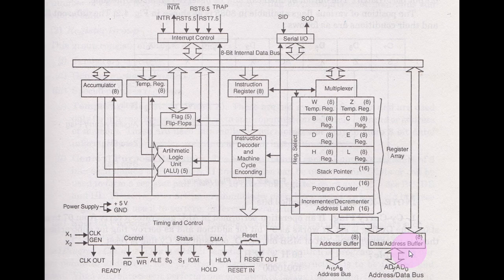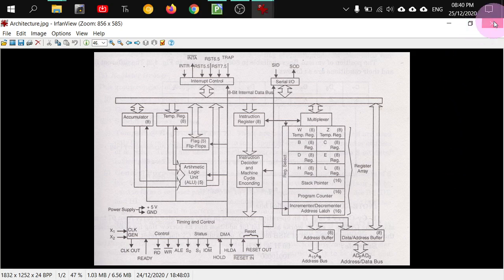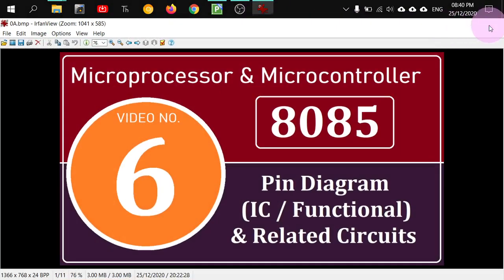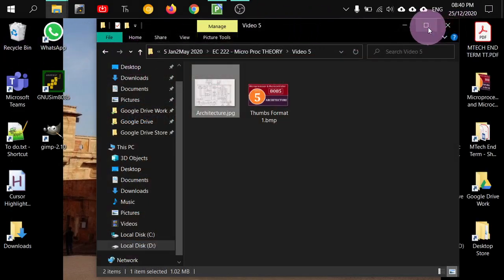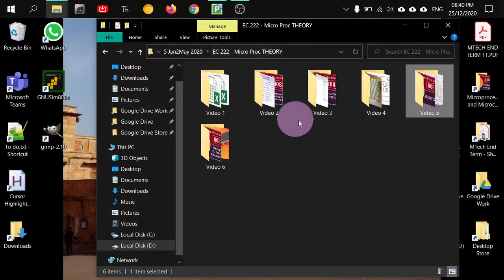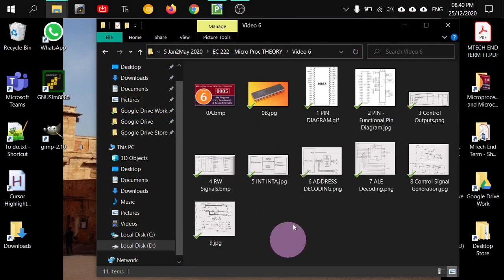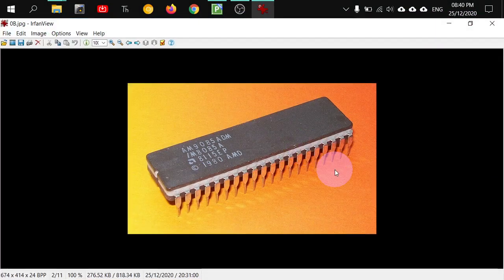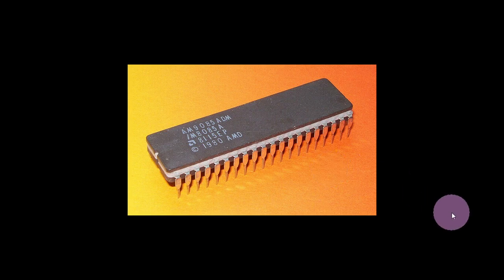We gave a small introduction to every small unit of this complete architecture, and in today's lecture we are now going to see the pin diagram and the IC diagram of this. So let me bring that pin diagram and IC diagram here. First of all, let's have a look at the IC. How does the IC of this 8085 look?